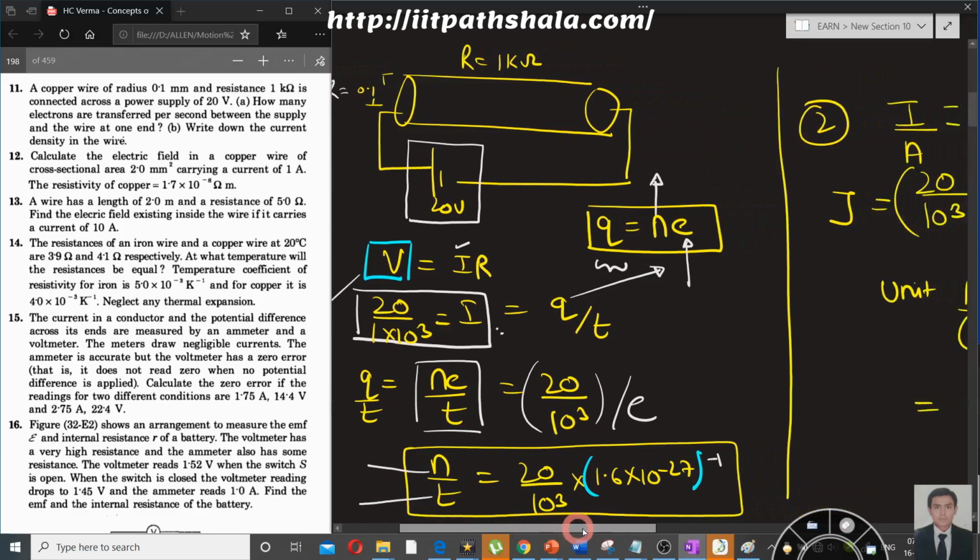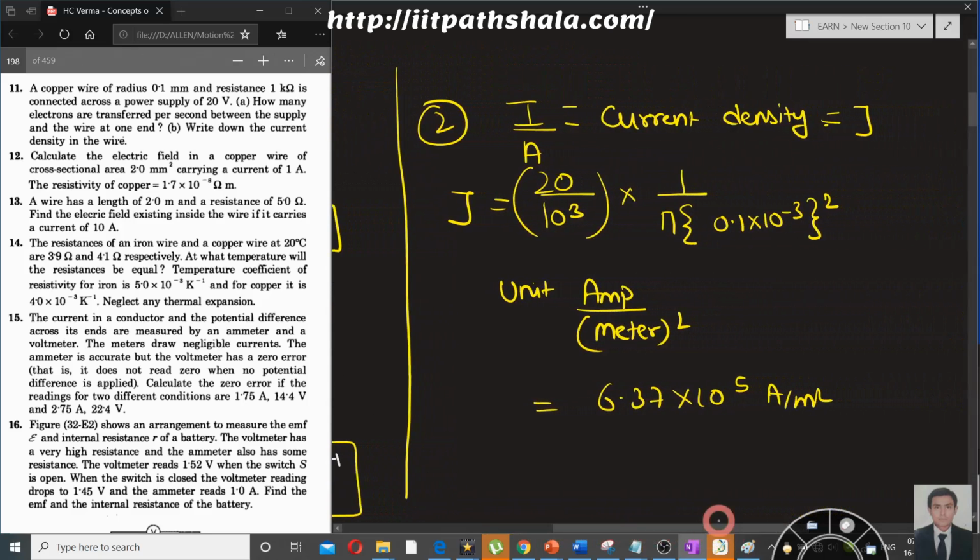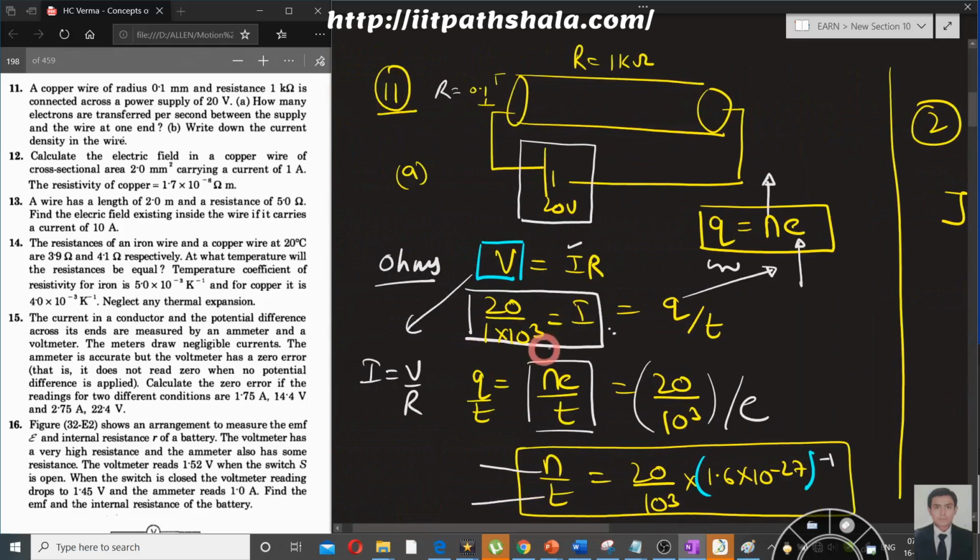In the second part, it is asking you for the current density. As you know, current density is current divided by the area, and the SI unit is ampere per meter square. You have found your current in this calculation itself, which is 20 by 10 to the power 3.